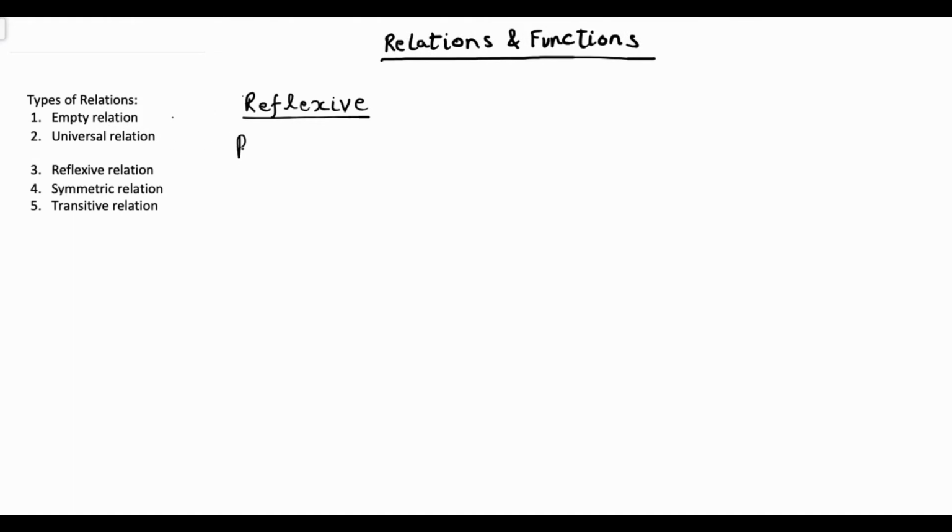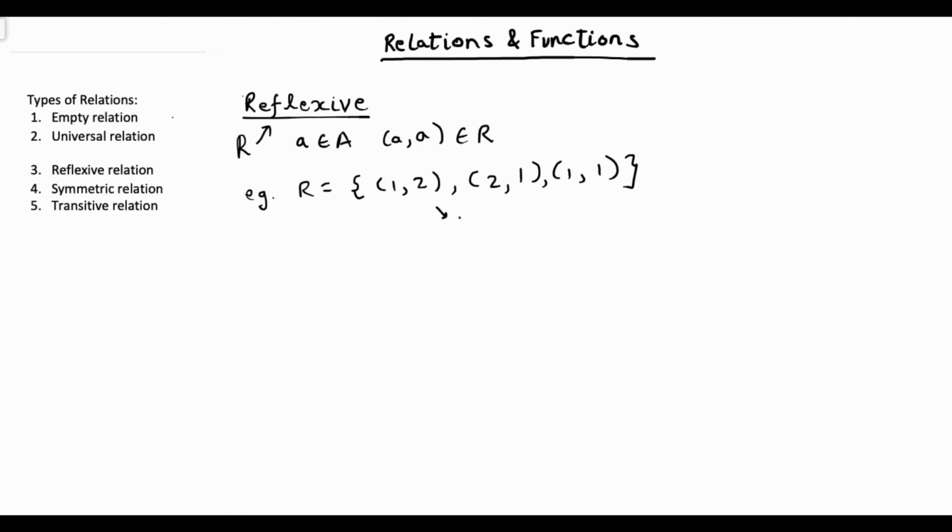A relation R can be called reflexive if and only if for every element a that belongs to set A, there exists an ordered pair a, comma a in R. For example, let's say our relation is 1, comma 2, 2, comma 1, and 1, comma 1. Now this is not a reflexive relation because for the element 2, there does not exist 2, comma 2 in the relation. If we added 2, comma 2 to this relation, it can be called reflexive.